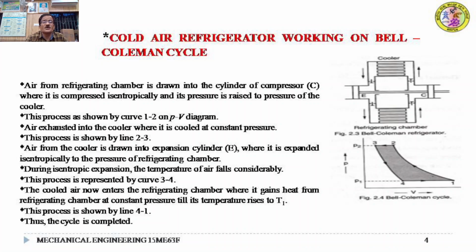Air from the cooler is drawn into the expansion cylinder where it is expanded isentropically to the pressure of the refrigerating chamber. During the isentropic expansion, the temperature of the air falls considerably. This process is represented by the curve 3-4 on the PV diagram. The cooled air now enters the refrigerating chamber where it gains heat at constant pressure till its temperature rises to T1. This process is shown by the line 4 to 1. Thus the cycle is completed.